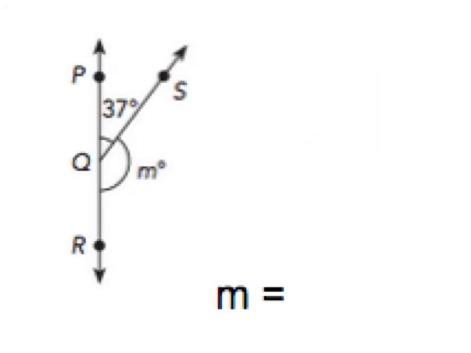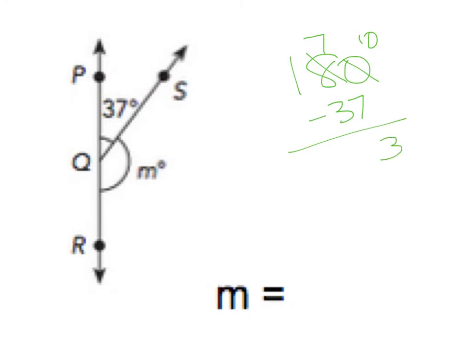For this next one, once again, we take our 180, we subtract the 37, and you have to borrow. You'll get 10 minus 7 is 3, 7 minus 3 is 4 with a 1, so 143 degrees is the other angle. So complementaries add up to 90, supplementaries add up to 180.